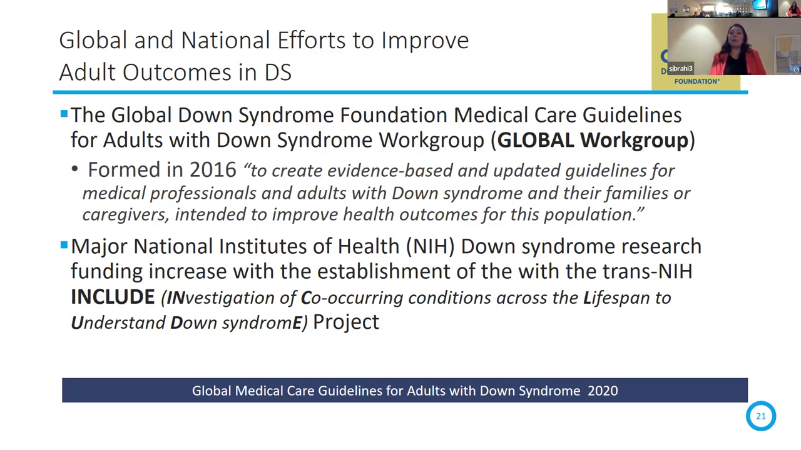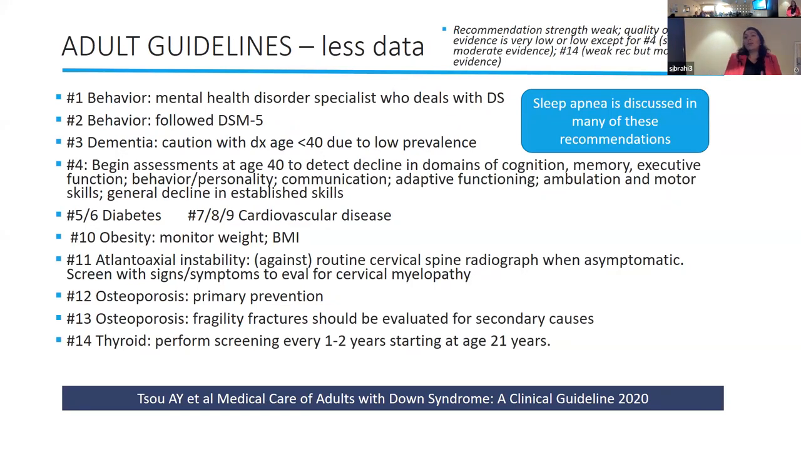And then the second thing I wanted to point out, what are we doing on a national level? It turns out the NIH put a lot of funding into research in Down syndrome. And you'll hear about this INCLUDE project, which augments the funding for anyone who wants to do research in this area. And so what did the guidelines say?